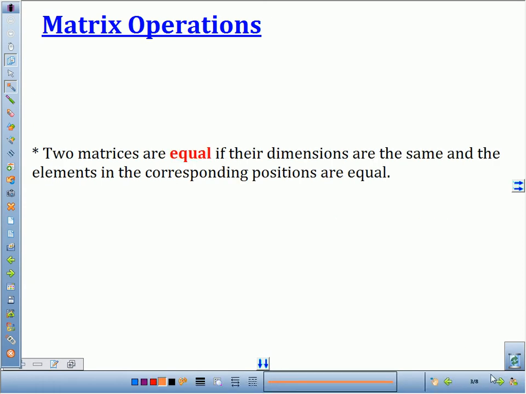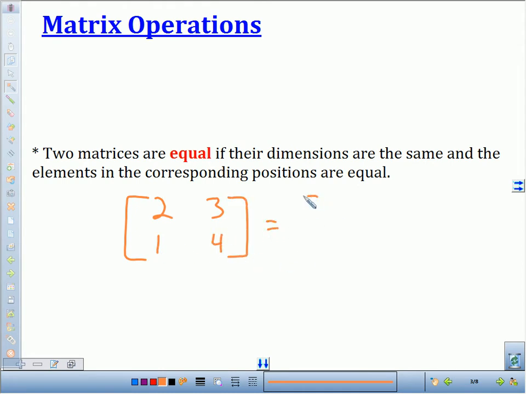Right, one last definition that we need to get through before we can get started with our basic operations. 2 matrices are considered equal if their dimensions are the same and the elements in the corresponding positions are equal. In other words, if I had a matrix like 2, 3, 1, and 4, that matrix would be equal to the matrix 2, 3, 1, and 4. Both of these matrices have the same dimensions, and each of the corresponding elements are equal, right?